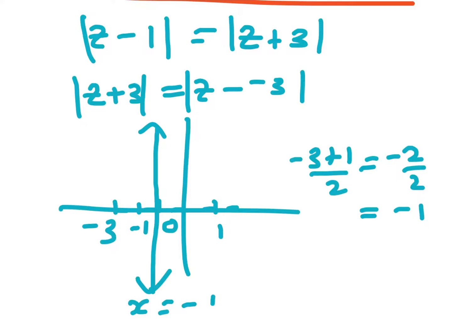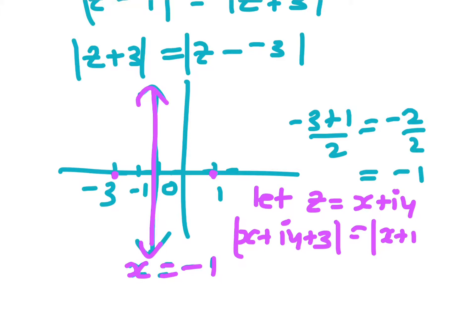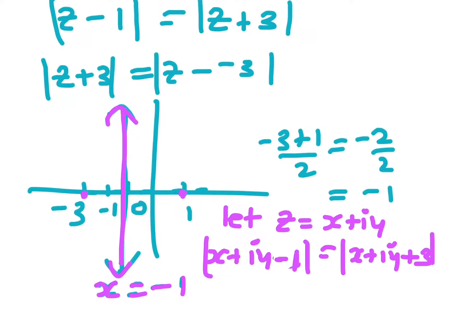Now, if you derived that from scratch, you'd let z equal x plus iy, and I just want to show you that it is actually x equals minus 1, and it is the perpendicular bisector of those 2 points there. So that means that you'd have x plus iy plus 3 equals x plus iy, so iy minus 1, sorry, the first one's minus 1, and x plus iy plus 3. Okay, that's what we've got there.